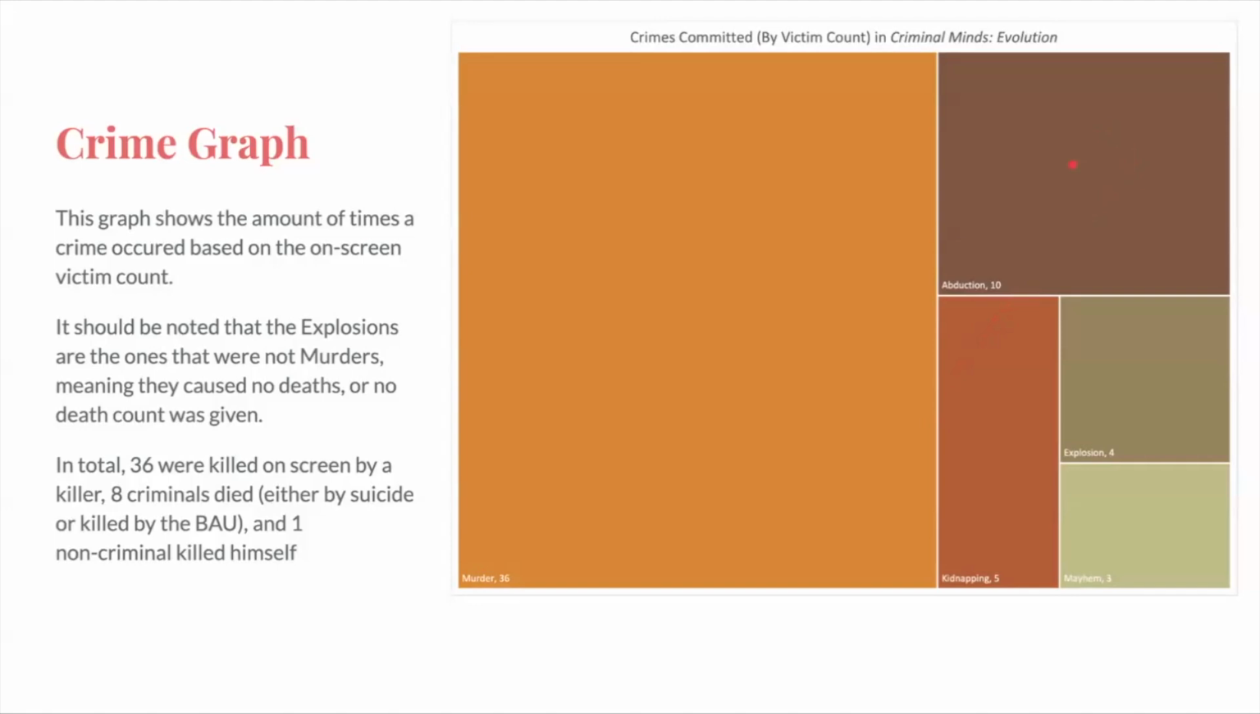Also, 10 people were abducted. This is where it gets a little tricky, because Elias did abduct his family and Rossi over 2 episodes, and I did not record them as victims twice, but I did record the crimes twice. I don't know why I chose to do it that way, honestly, but that's how I did it. So there are a couple of double counts in here. There were a couple of kidnappings. There were 4 explosions, and none of those 4 explosions caused any deaths, otherwise it would be under murder. And there were 3 mayhems.